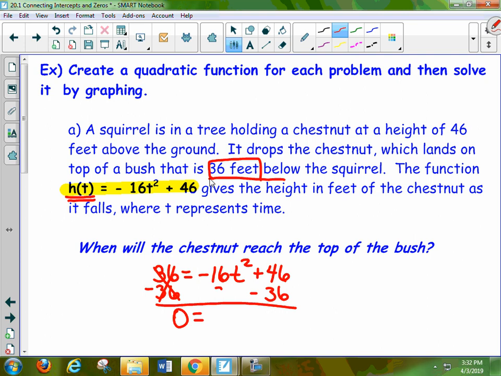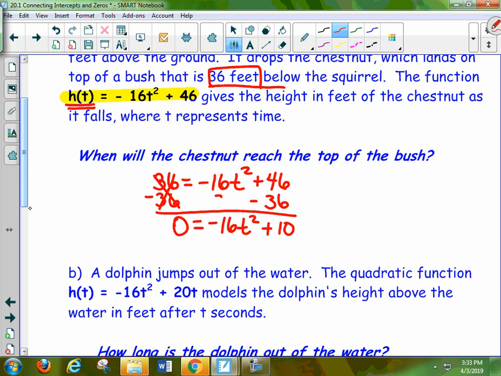And so in this case then, this would give me negative 16t squared. Here, it would give me plus 10. And so here, if my squirrel is 46 feet up, but the top of the bush is 36 feet up, that is a difference of 10. The squirrel's 10 feet above the bush.